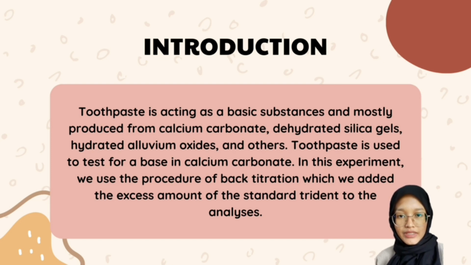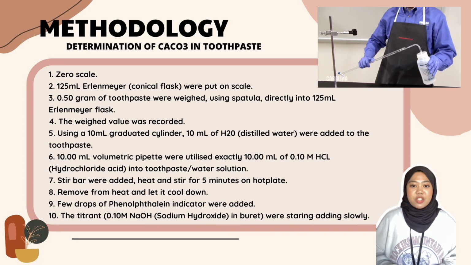In this experiment, we used the procedure of back titration, in which we added an excess amount of the standard titrant to the analyte. The molarity of acid can be determined by the method called titration. This method is the process that determines the amount of a substance by reacting it with a known amount of another. Next, the methodology of this experiment.